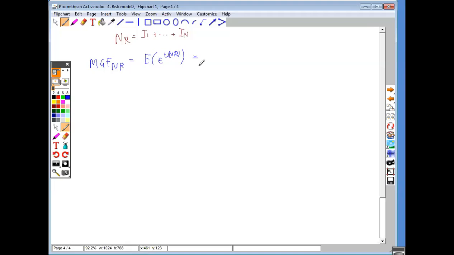Write NR as I1 plus I2 till IN. Okay, so I'll have T here and I can write it as I1 plus I2 up until IN. And what should I be doing next? So we have to remember the fact that my I's or J's are IID, right? Yeah. So what should I be doing next? Then we can split it out, like expected value of e raised to t times I1 into e raised to expected value of e raised to t times I2 till IN.